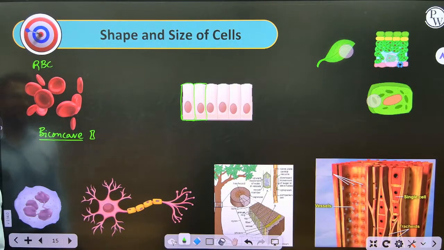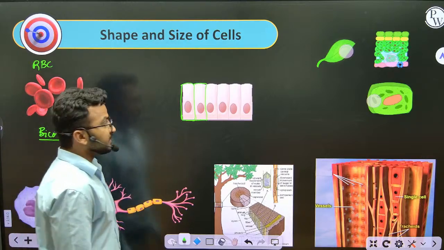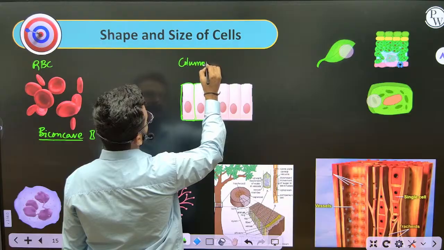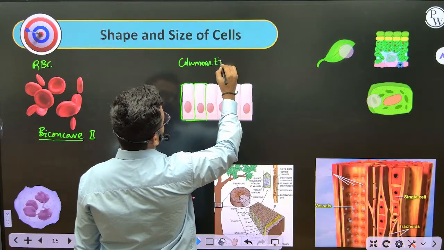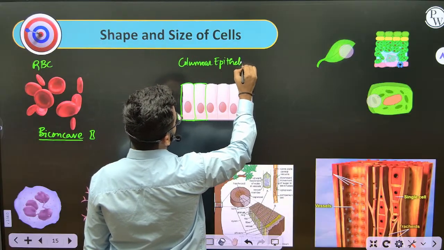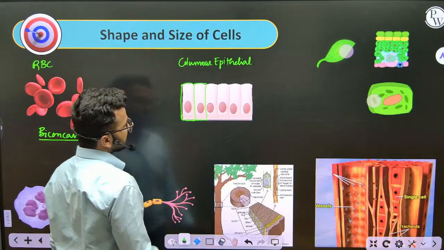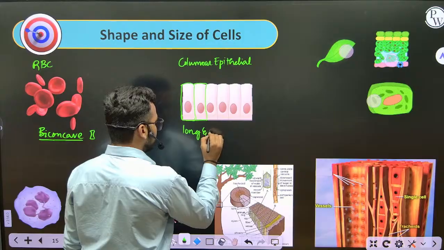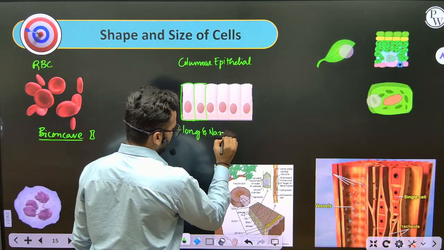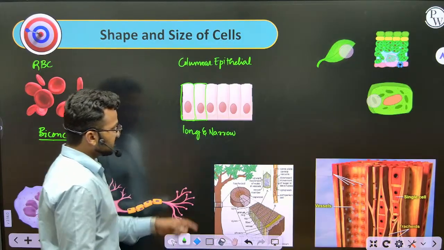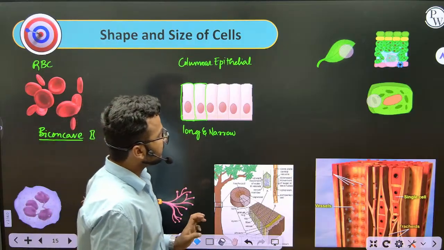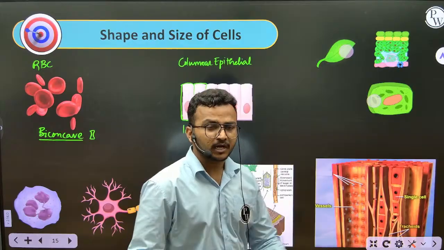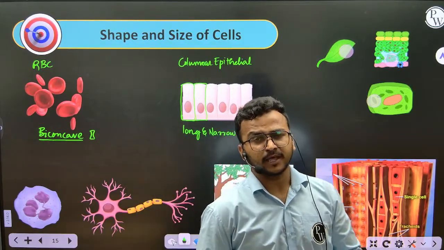These RBC cells are biconcave in shape, and this one is columnar epithelial cells, which are long and narrow in shape. Now there are other types of cells given in your book or in your module, you can check there.